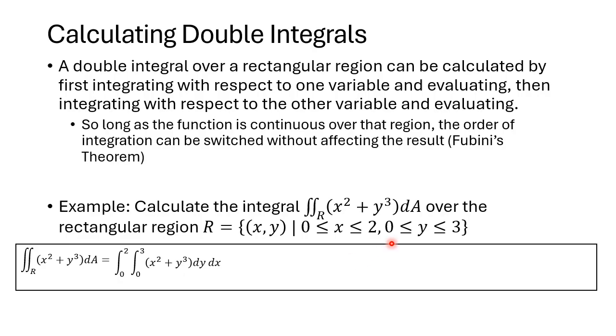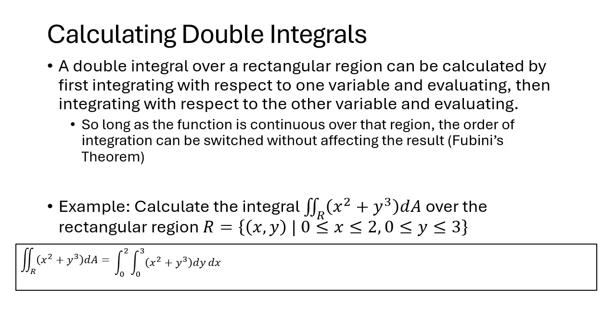Now, a key thing to note is that the variable inside has to match the limits that are inside. So we have 0 to 3 for y, and our inside integral is dy with 0 to 3. So that's matched up. And then the outside is going to be the other variable. So in this case, dx, and it's matched up with 0 to 2. So that's the first step, is to write it that way.